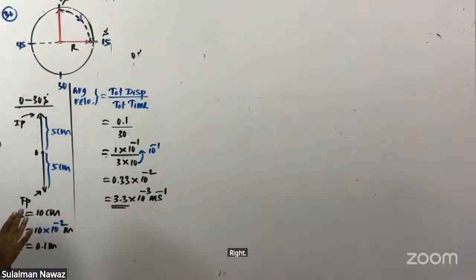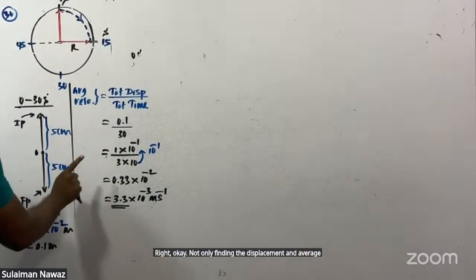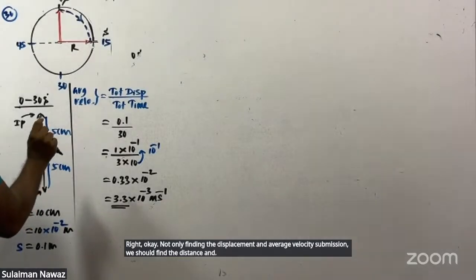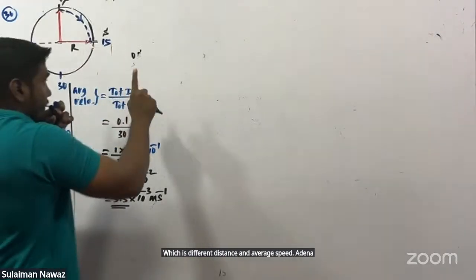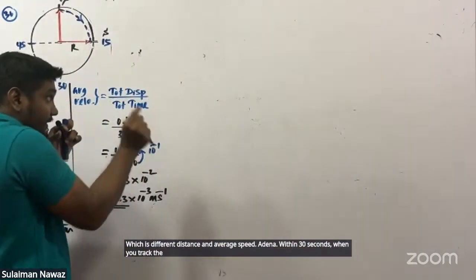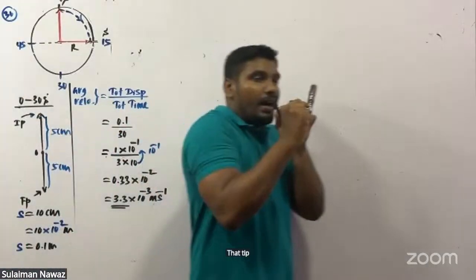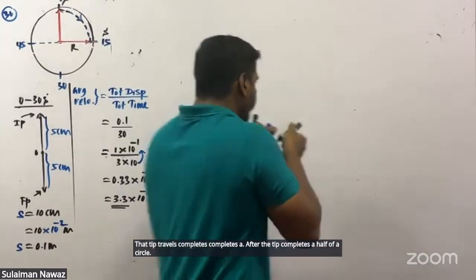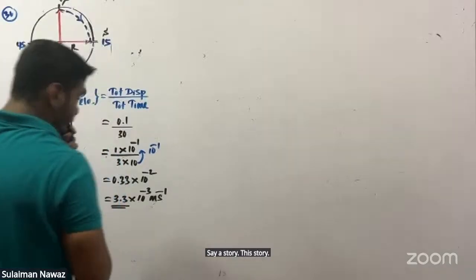Right. Okay. Finding only the displacement and average velocity is not sufficient, we should find the distance and average speed. Within 30 seconds, when you track the path traveled by the tip of the second hand, the tip completes half of a circle.